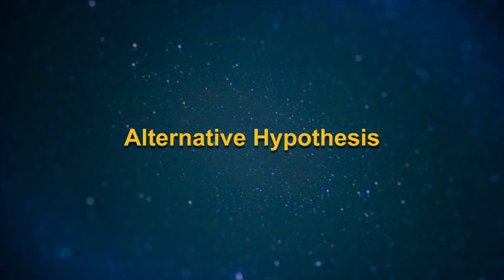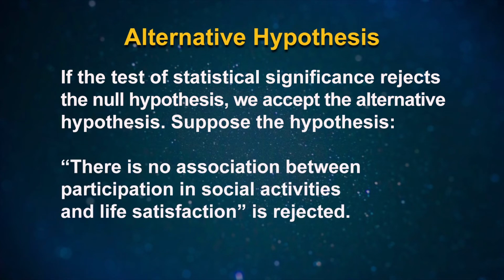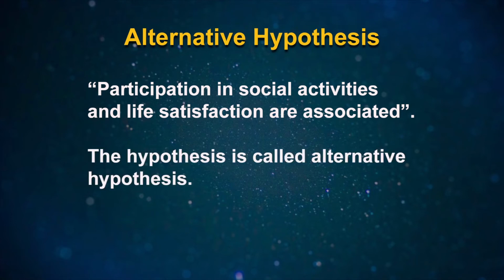Alternative hypothesis: if the test of statistical significance rejects the null hypothesis, we accept the alternative hypothesis. Suppose the hypothesis that says there is no association between participation in social activities and life satisfaction is rejected, then we accept the hypothesis, that is, participation in social activities and life satisfaction are associated. The hypothesis is called alternative hypothesis.